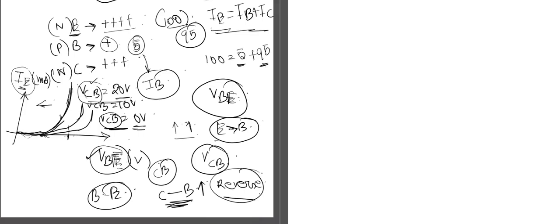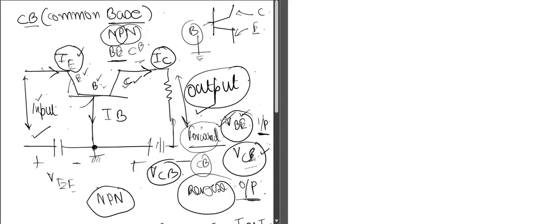In the input characteristics, the plot was between input current and input voltage, keeping the output voltage as a parameter. But in the output characteristics, the output current and the output voltage are plotted with the input current as a parameter. This is VCB, which is the output voltage, because this is the collector and base terminal. The voltage between them is VCB, and the voltage between the other two is VBE: input voltage and output voltage.